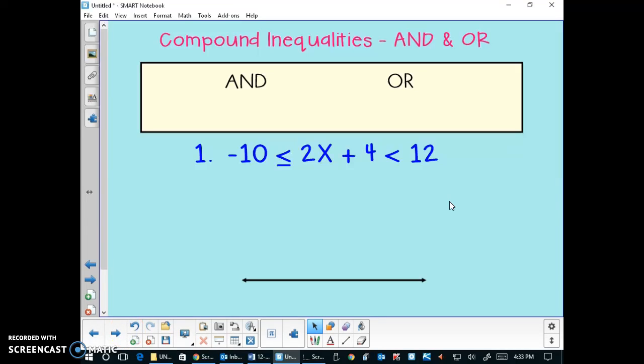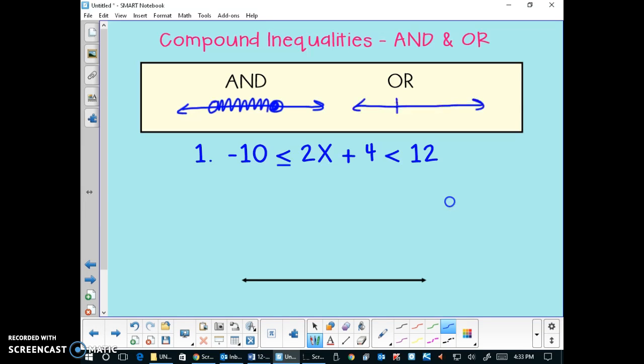Here are some compound inequalities with AND and OR. So remember, an AND inequality is going to be shaded in between. So if you had 2 points, it's going to be shaded in between. And an OR is going to be shaded away.